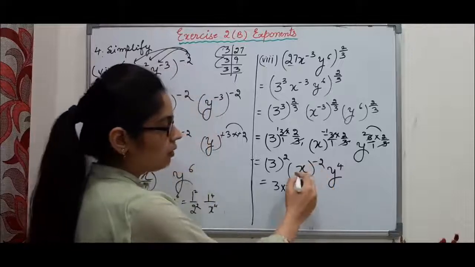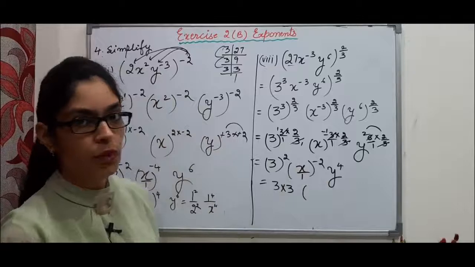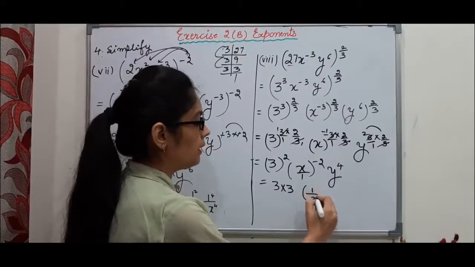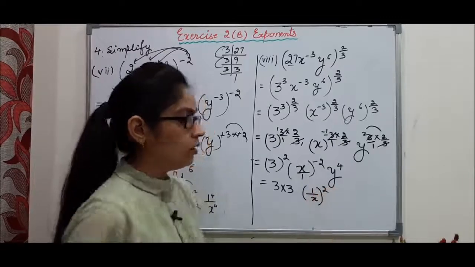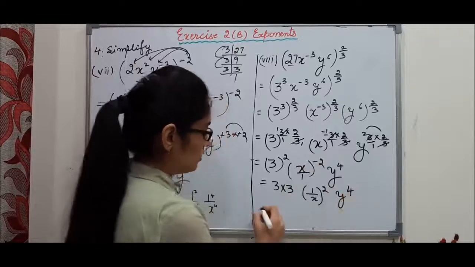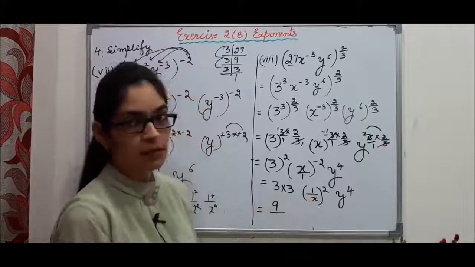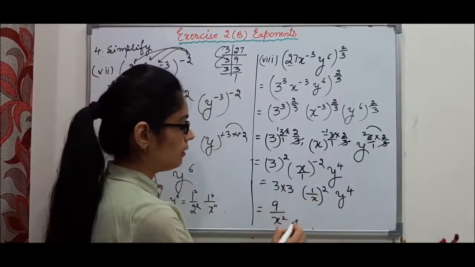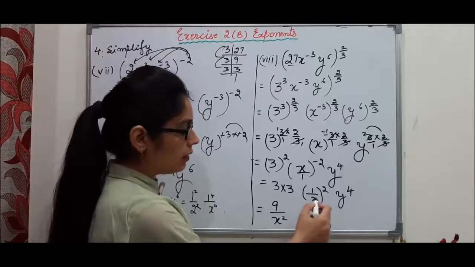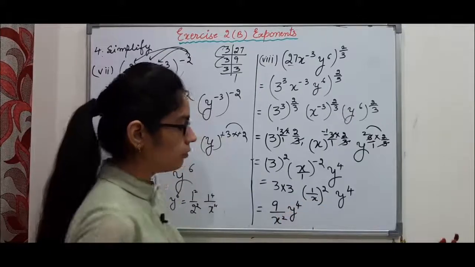So this power we can make positive because it is negative. So x by 1, if we want to make this power positive, we can take its reciprocal. So 1 by x whole power 2. Minus 2 will be changed to plus 2, y to the power 4 as it is. So 3 into 3 is 9. 9 by, because this x is in the denominator, x to the power 2 we can write, 1 into 1, 1, and x to the power 2 as it is into y to the power 4.